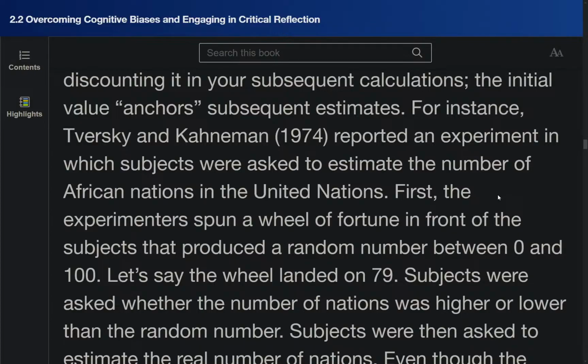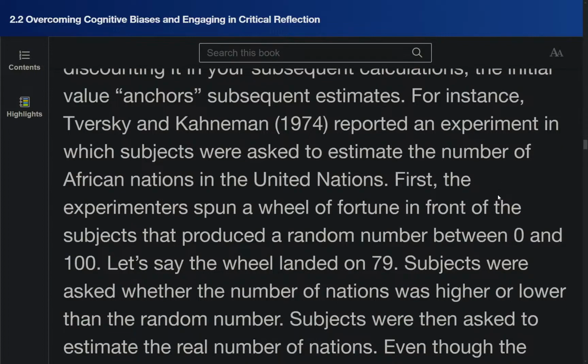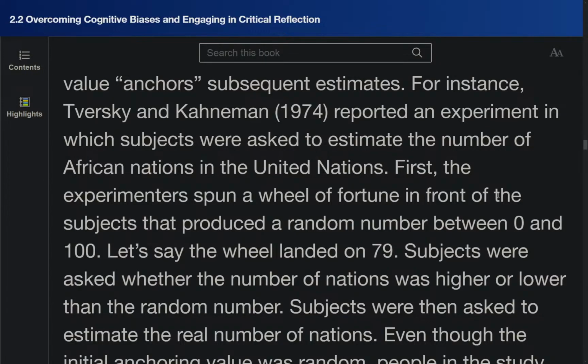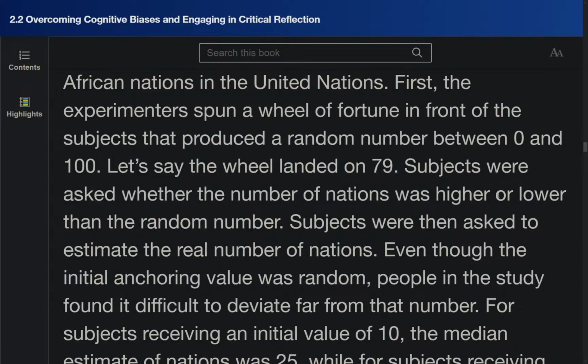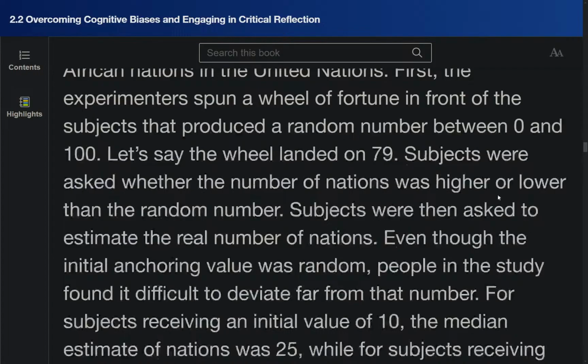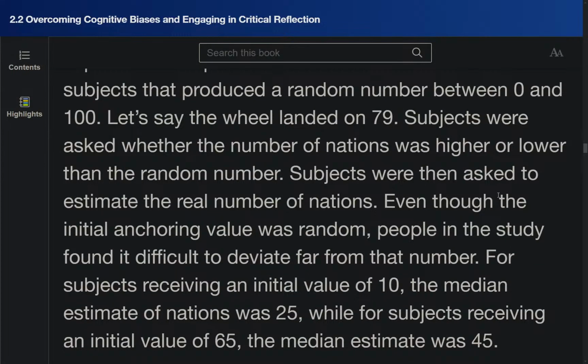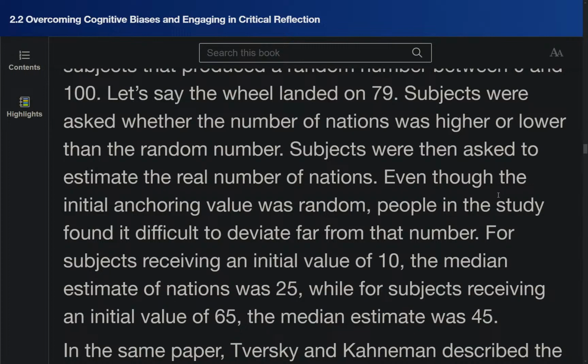First, the experimenter spun a wheel of fortune in front of the subjects that produced a random number between 0 and 100. Let's say the wheel landed on 79. Subjects were asked whether the number of nations was higher or lower than the random number. Subjects were then asked to estimate the real number of nations. Even though the initial anchoring value was random, people in the study found it difficult to deviate far from that number. For subjects receiving an initial value of 10, the median estimate of nations was 25, while for subjects receiving an initial value of 65, the median estimate was 45.